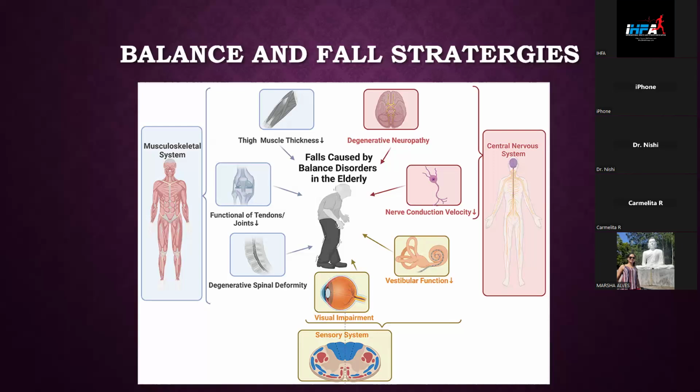So every condition has its own reason why the balance is affected and why the fall can happen. So, what are the different strategies? Our aim is to reduce the balance issues and the fall issues, because the more the balance problems, the more the falls, more the hospitalization, and very bad, higher chances of morbidity and mortality. And that is what we have to stop as a physical therapist or occupational therapist.